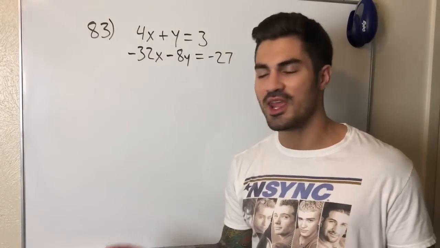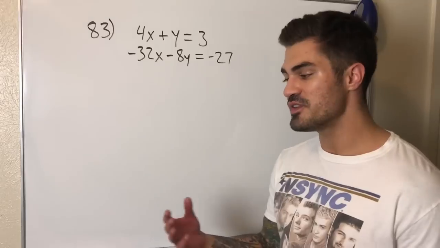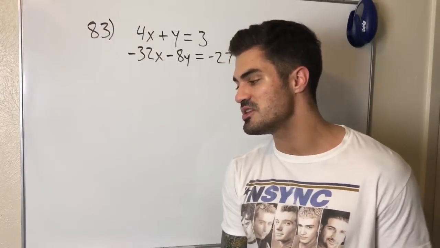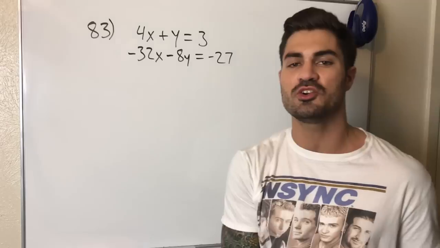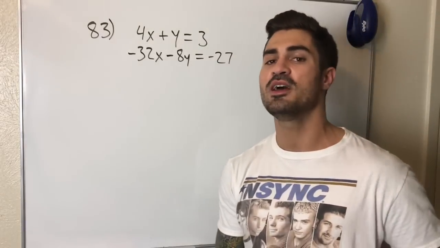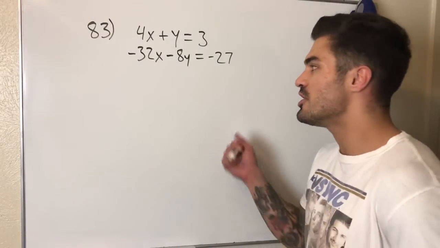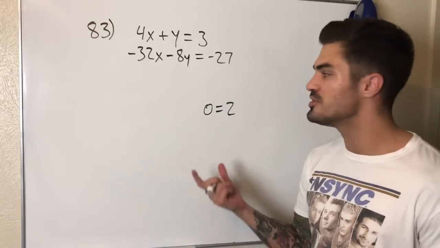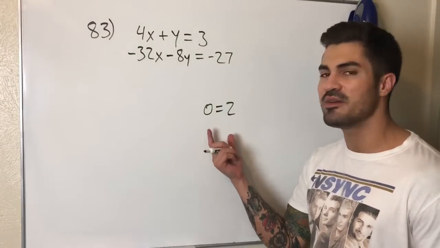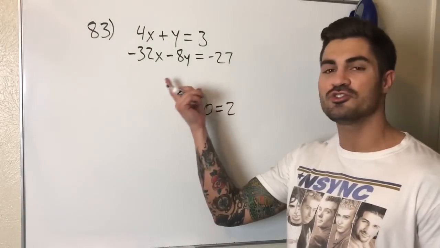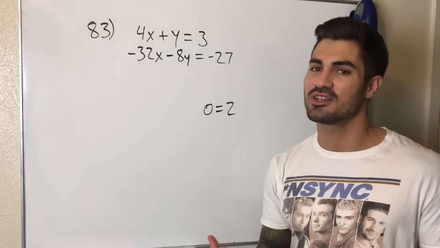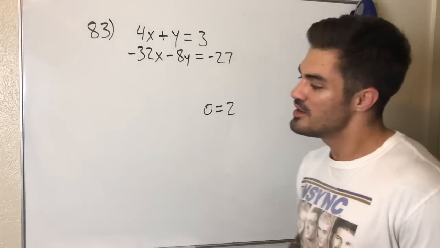All right, number 83, another system of equations. We can solve it using any method, but it says if a system does not have one unique solution, state whether the system is inconsistent or whether it's dependent. So an inconsistent system has no solution. So you'll end up with something like this: 0 equals 2, something that clearly isn't true, it's nonsense. That means it's inconsistent, meaning there's no solution, meaning these lines are parallel, they never intersect. That's what it means graphically, right?